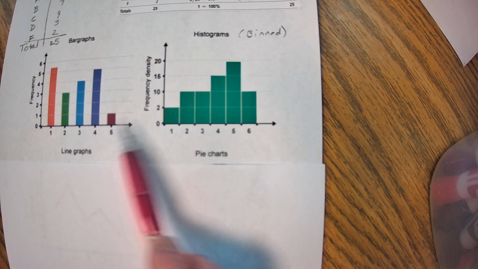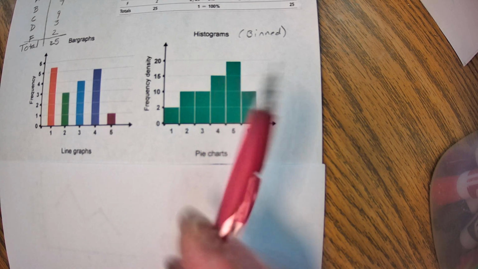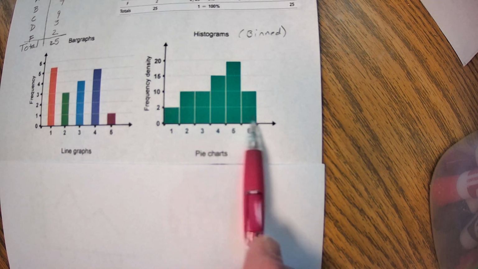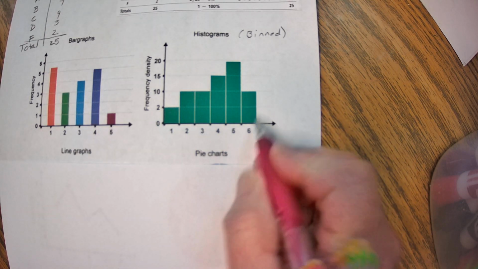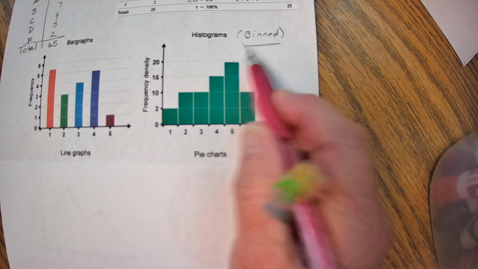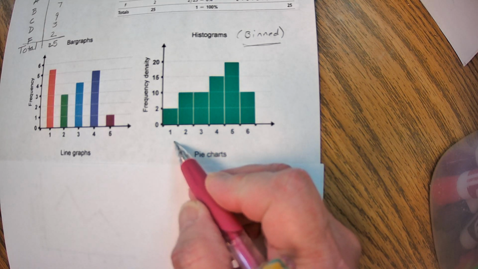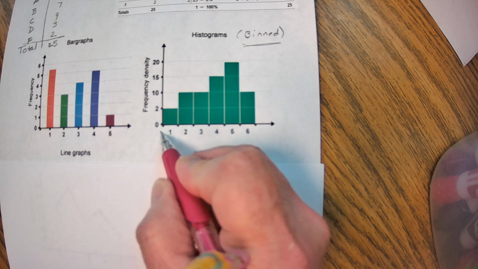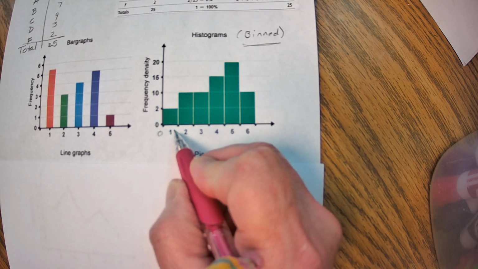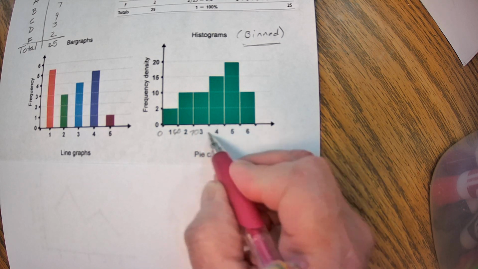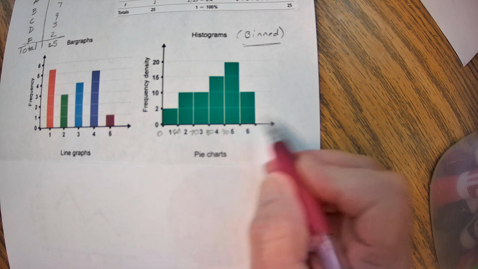So let's look at the main differences between a bar graph and a histogram. First of all, you can see that a bar graph has space in between each bar. The histogram does not. And generally on a histogram, these are called bins, and this usually talks about a range of data. Let's say that for the grades, this would be 0 to 60, and then 70, and then 80, and then 90.